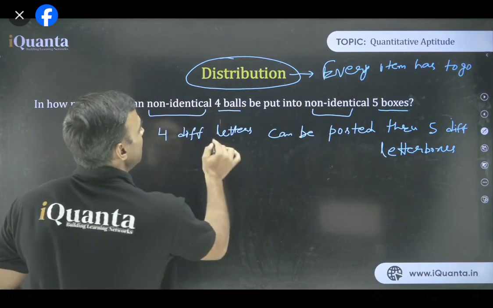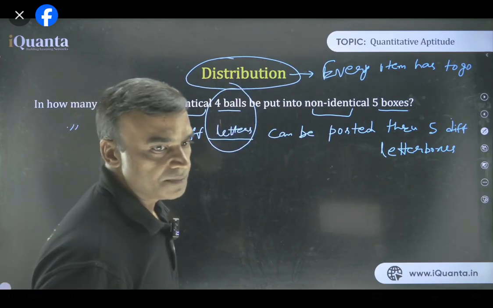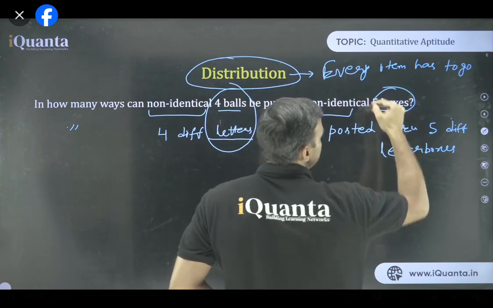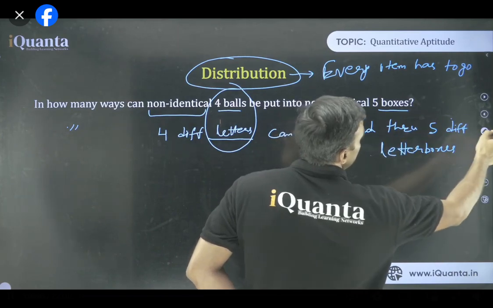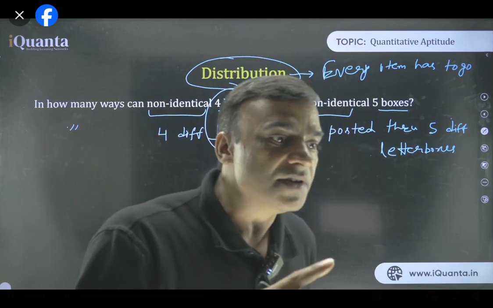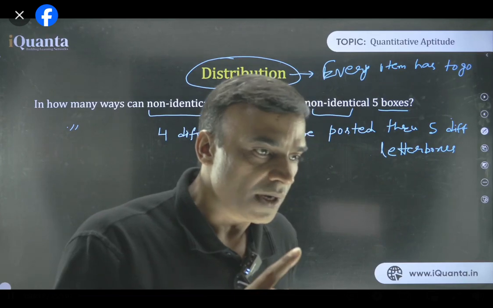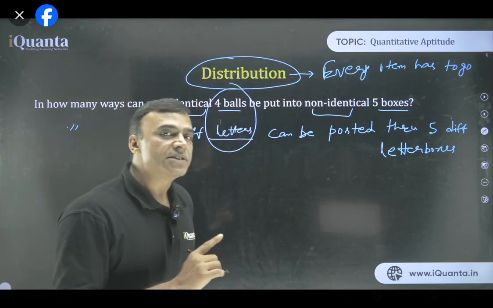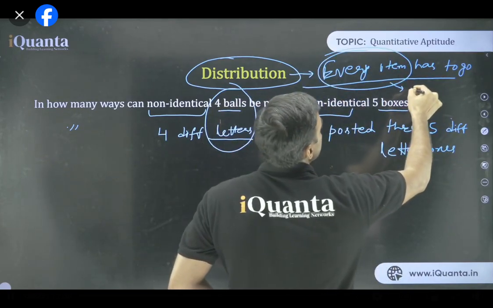So what is an item? The item to go is a letter. The item to go is the ball. You have to identify through the language of the question. Then what are the places? The boxes are the places. The letter boxes are the places. Who will decide the counting? Which entity will decide the counting? The counting will be decided by the one which has a restriction. Who has the restriction? Every item has to go. So every item has a restriction.